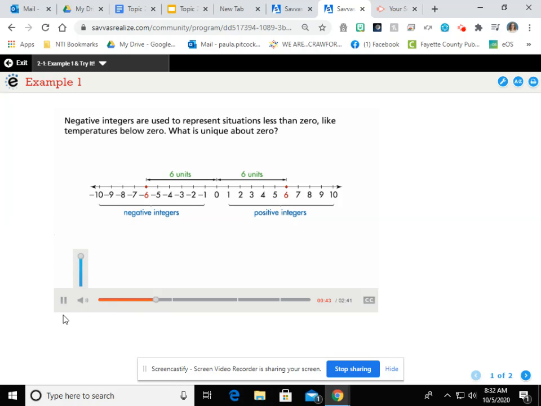Is it going to play? I told you guys my computer was going slow.